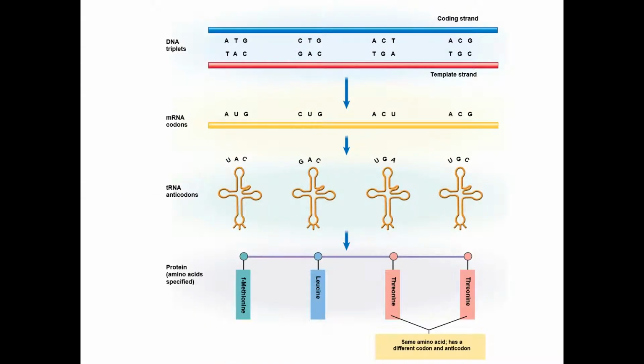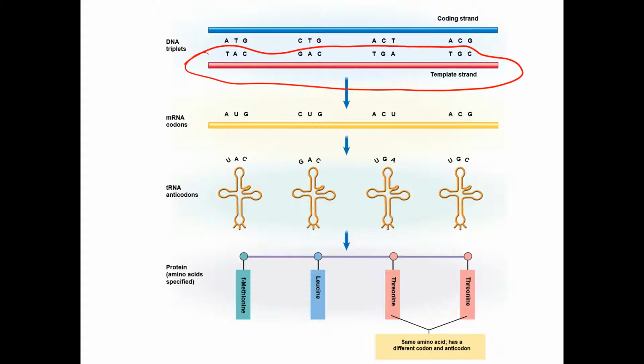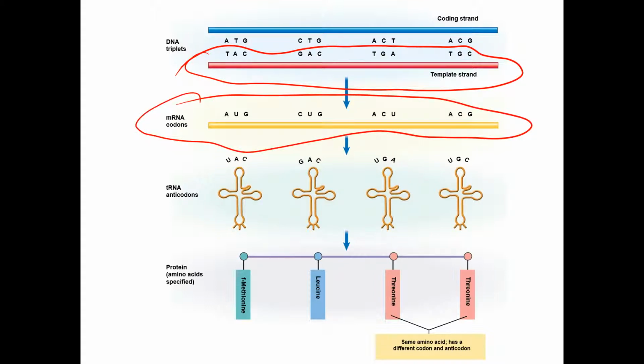Alright, so looking at the process of transcription and translation. You have your coding strand and you have your template strand. Your template strand is what's actually read by your RNA polymerase. So your RNA polymerase enzyme comes in and reads this strand of the DNA. You get your messenger RNA transcript through complementary base pairing.